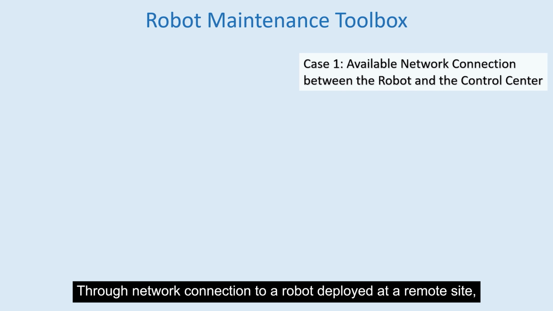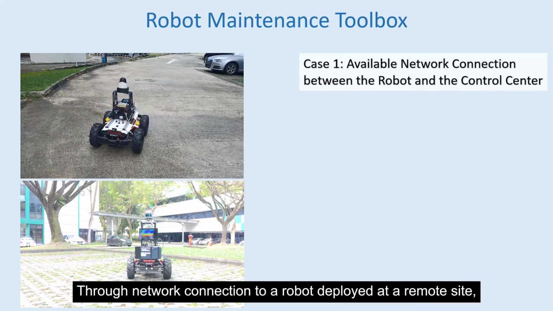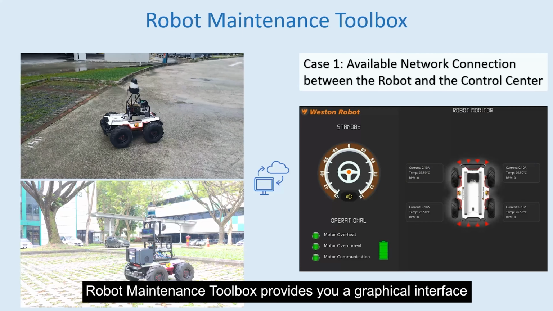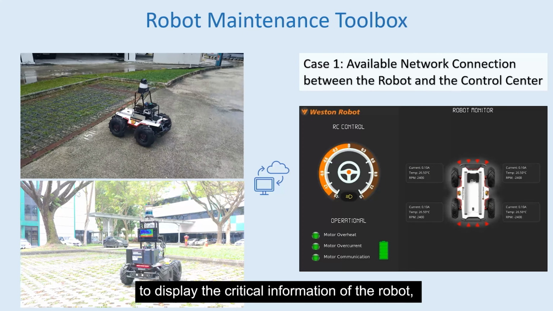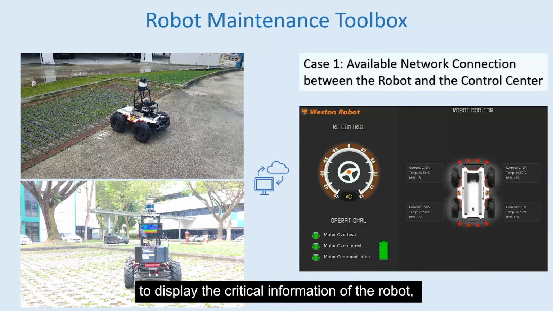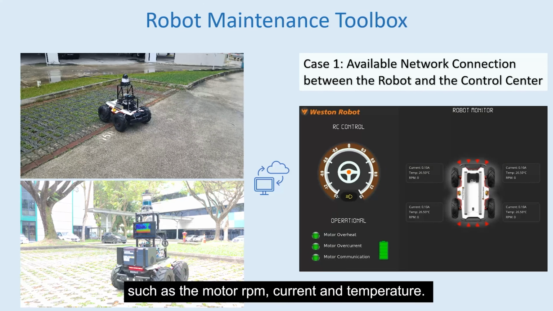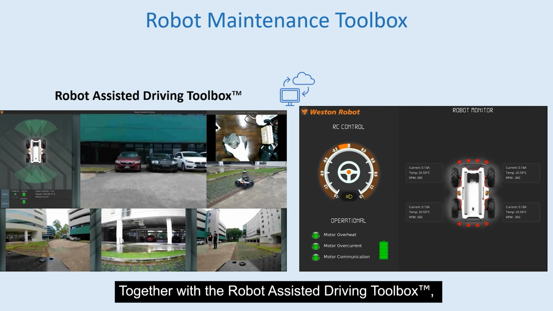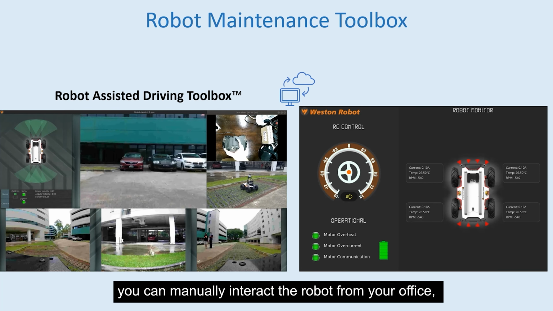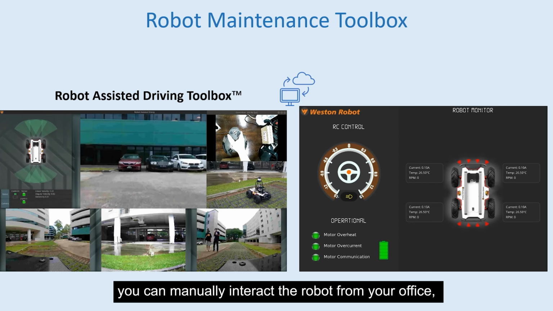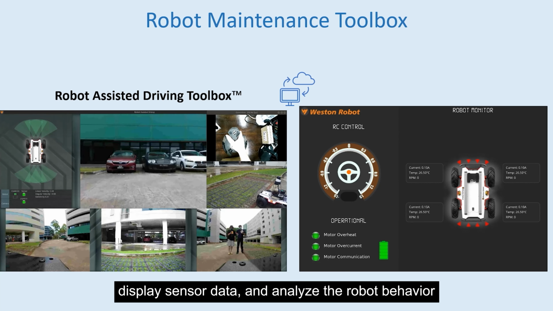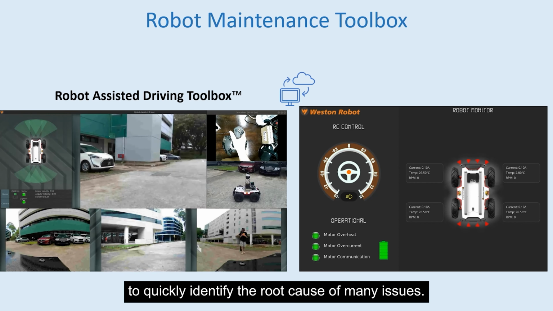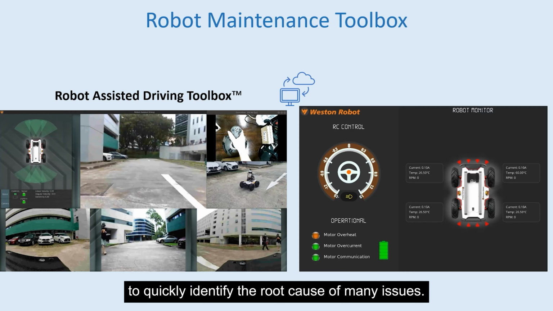Through network connection to a robot deployed at a remote site, Robot Maintenance Toolbox provides you a graphical interface to display the critical information of the robot, such as the motor RPM, current, and temperature. Together with the Robot Assisted Driving Toolbox, you can manually interact with the robot from your office, display sensor data, and analyze the robot behavior to quickly identify the root cause of many issues.